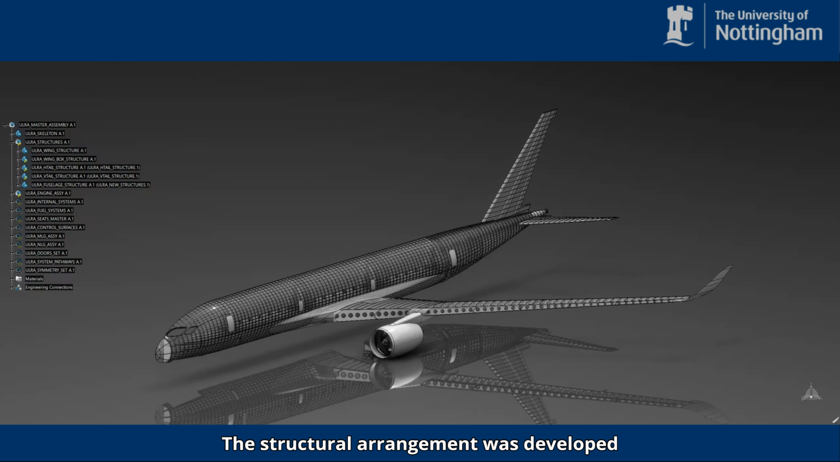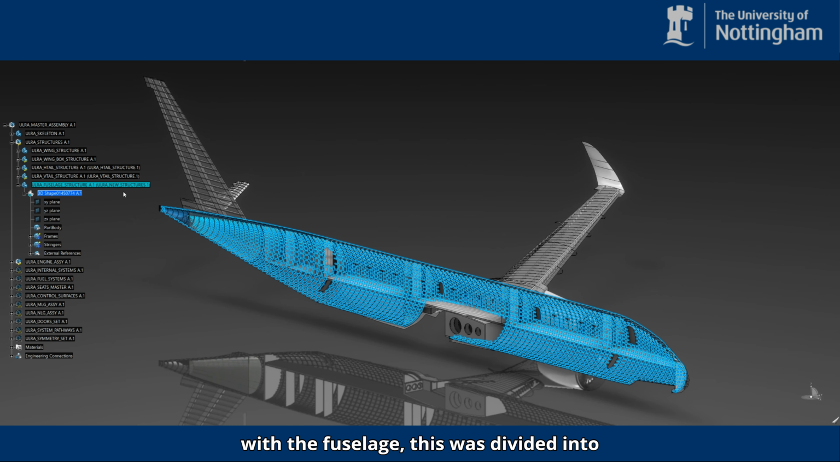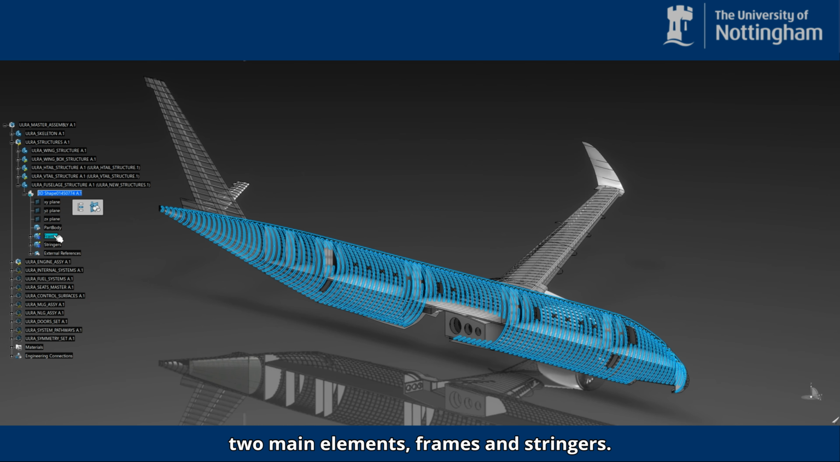The structural arrangement was developed as an indicative internal framework for the main aircraft bodies, with enough detail to show how the major components could be supported internally. Starting with the fuselage, this was divided into two main elements, frames and stringers.